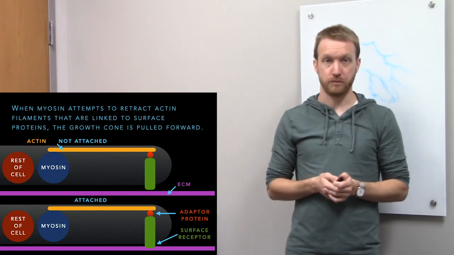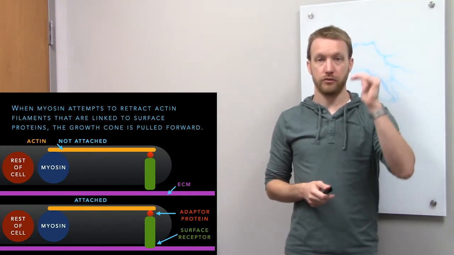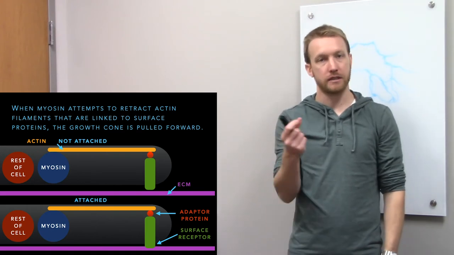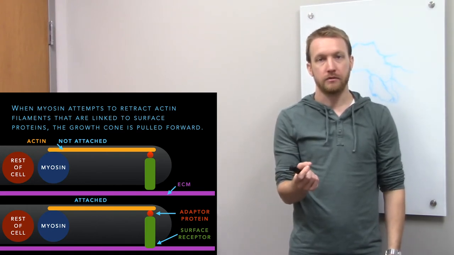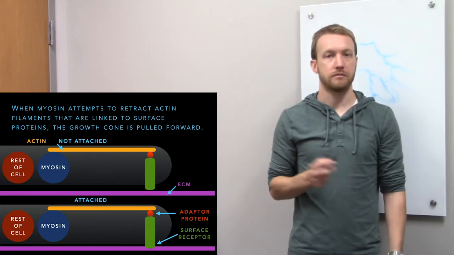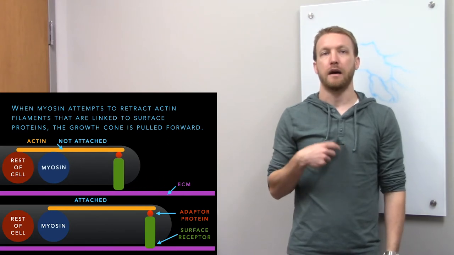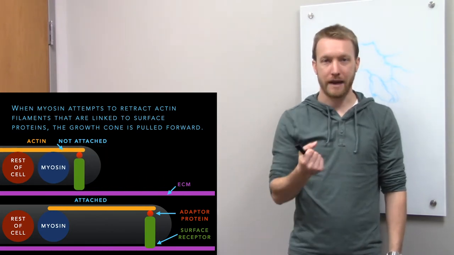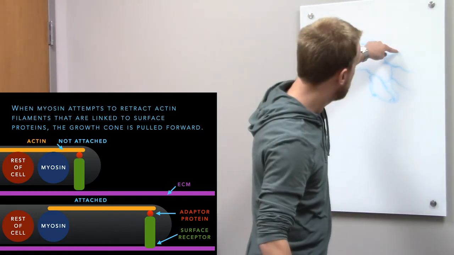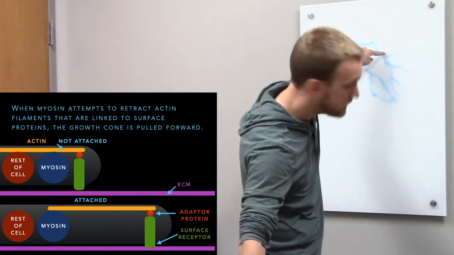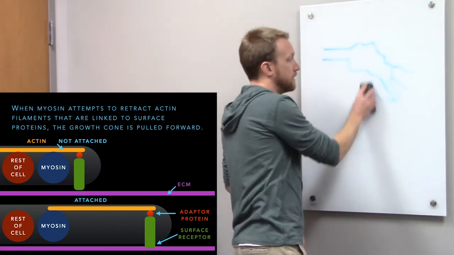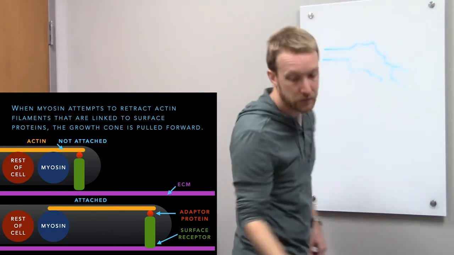So let's think about this. We got two growing filaments. The one on top didn't stick to anything. It's got that surface receptor, let's say it's an integrin, but it couldn't stick to this extracellular matrix, didn't have the right proteins for it. When myosin pulls on actin, it's going to retract that filament. That's what happened in these cases up here. We're going to pull on this actin filament, and if we didn't stick, we're going to pull it back into the growth cone. On the other hand, let's revisit our lucky winners here.